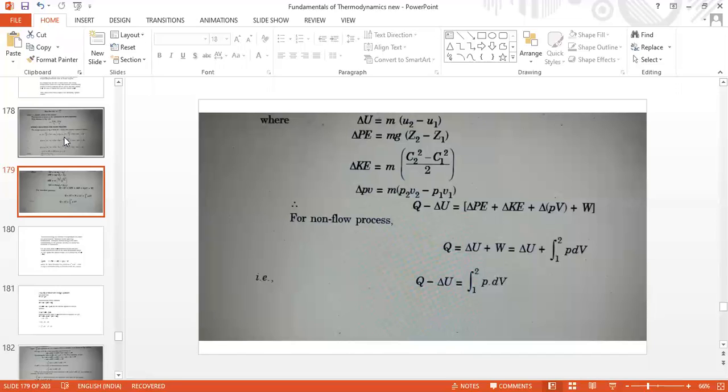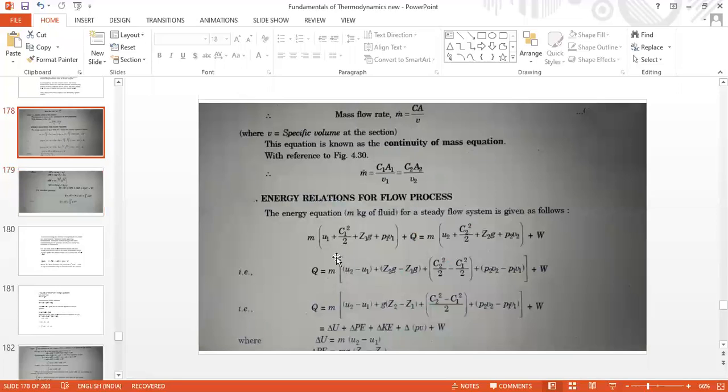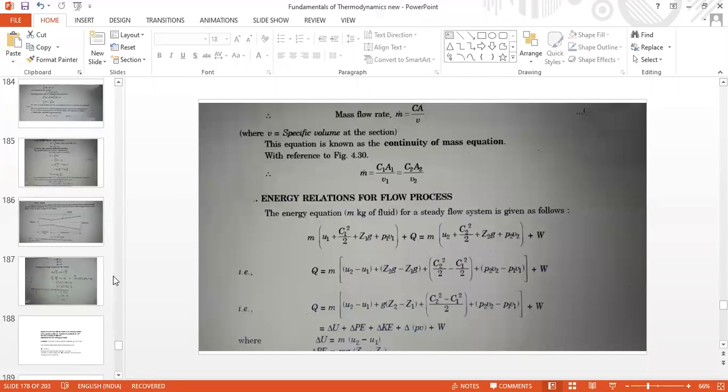See in this, the mgz terms are 0, the q term is 0, the w term is 0, and the remaining terms are q plus pv, which is enthalpy, and C1 square by 2, it remains. And here U plus PV is enthalpy H2 and C2 square by 2. So only H1 plus H2.